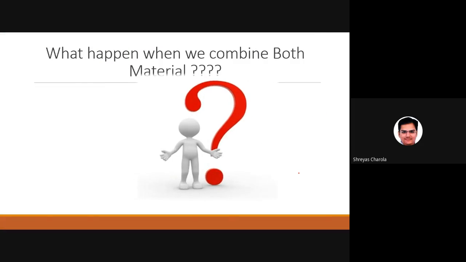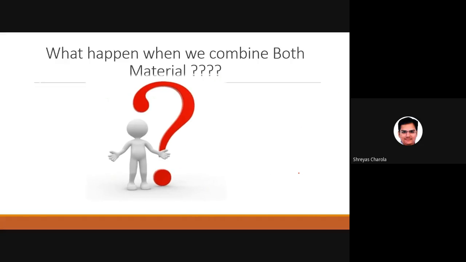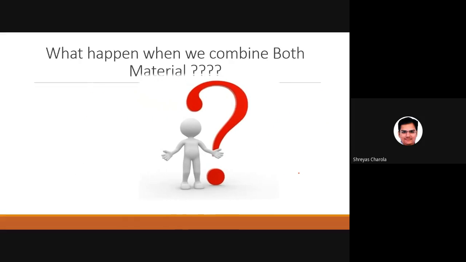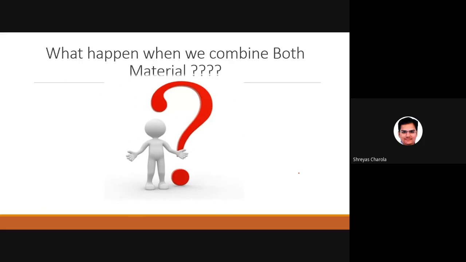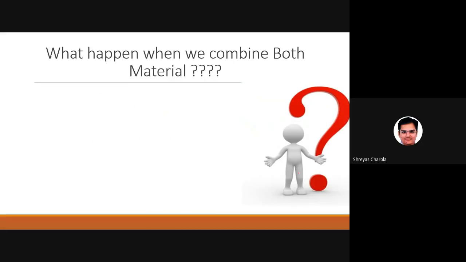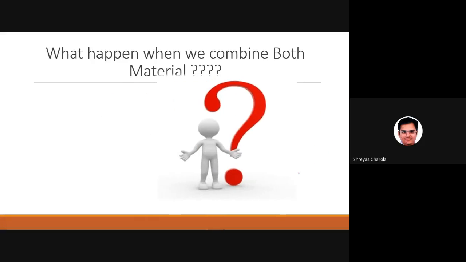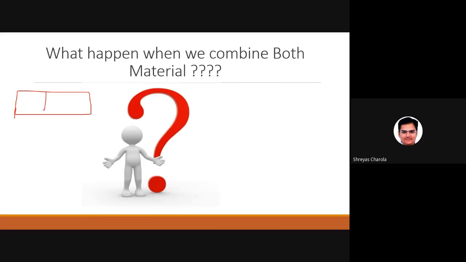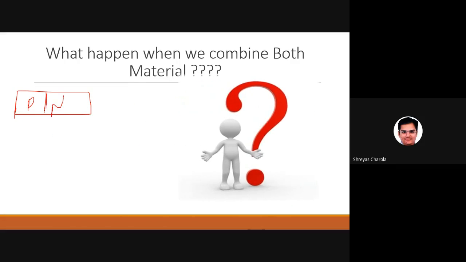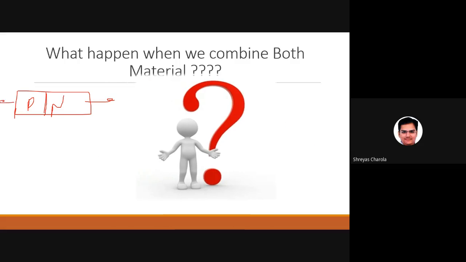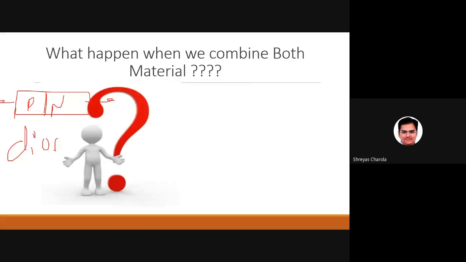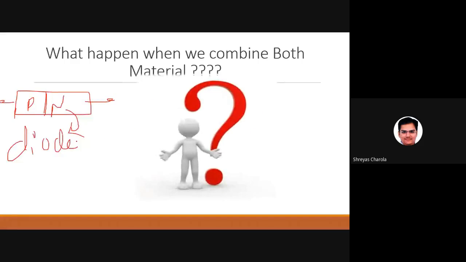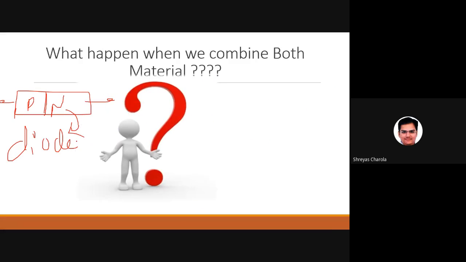Now such a question comes to the mind of the person who is doing the research. We know that we can convert into N-type material and also into P-type material. But what happens if we combine both materials together? We have a P-type and an N-type. When we combine them together, it makes a diode, and that diode we call a PN diode. Is it clear to all of you till here?